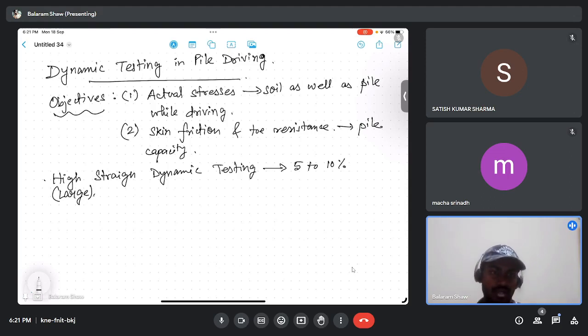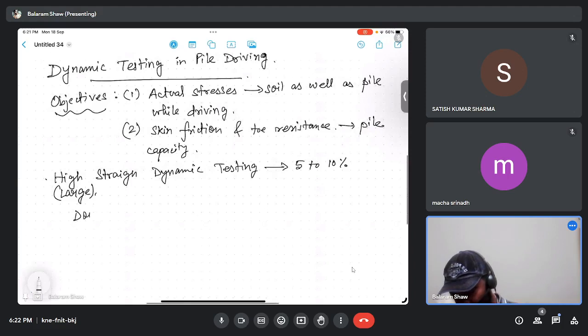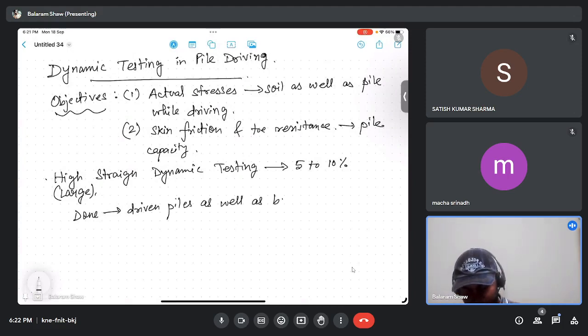Let us say 400 piles are there, so 5 to 10% of 400 piles will be used. Randomly we'll choose any piles out of the 400 piles, 5 to 10% of those, and on that the test will be conducted. This kind of test is being done on driven piles as well as bored piles. This kind of test is not done on cast in situ piles.